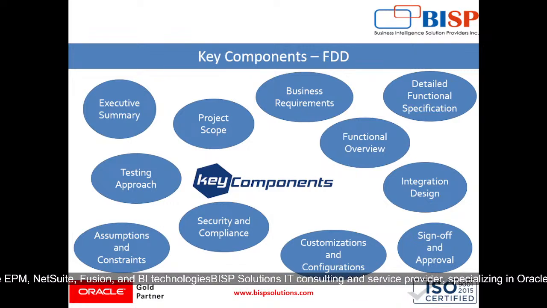Then sign off and approval, which formalizes agreement from stakeholders. The contents involved are a sign-off section with stakeholders' names, roles and signatures, and the version history of the document. So these were the key components of an FDD.